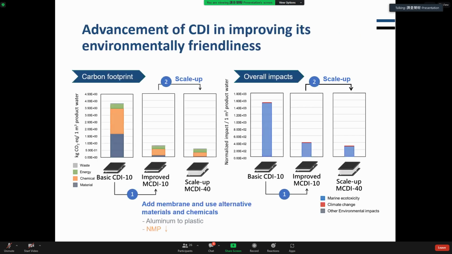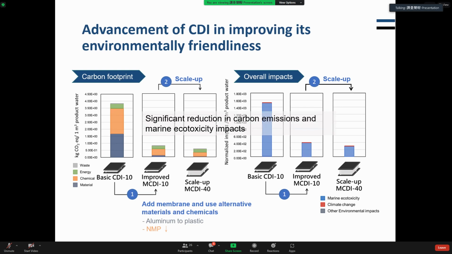So this is an overview of our results. We can start looking at the left-hand side with the carbon footprint. From the basic CDI, when we add the membrane and use alternative materials and chemicals, which involves replacing the aluminum with a plastic plate and reducing the use of NMP, that will reduce the carbon footprint of the whole module from about 3.7 kilograms carbon dioxide equivalent per cubic meter of product water to about 0.6 kilograms carbon dioxide equivalent.